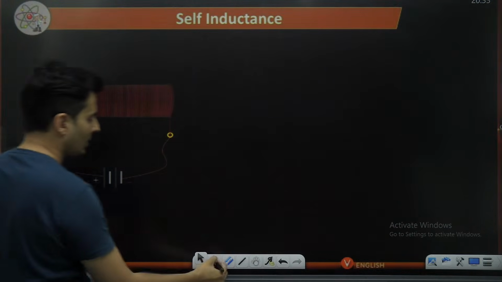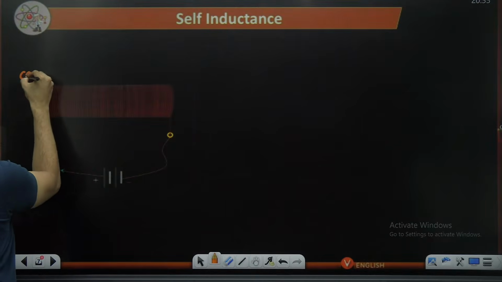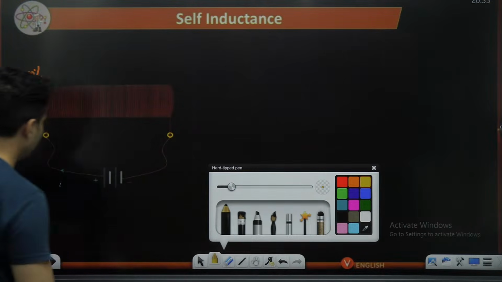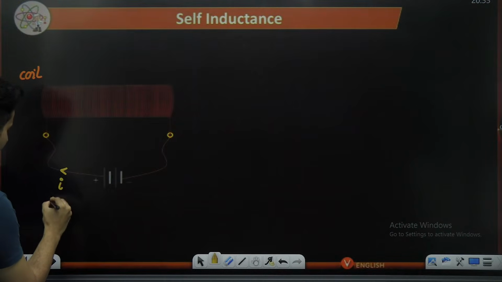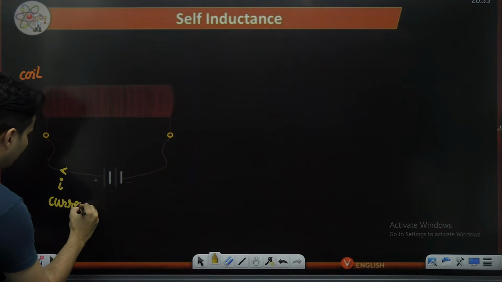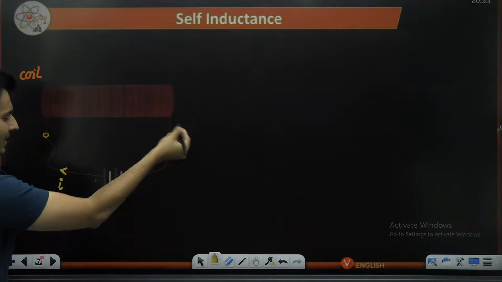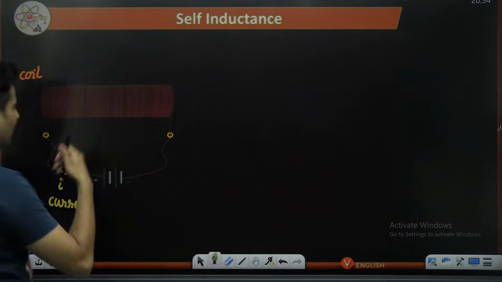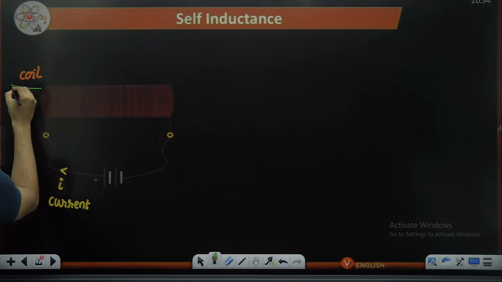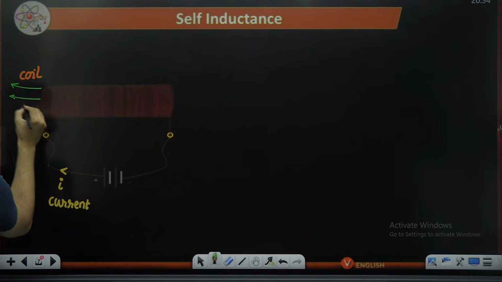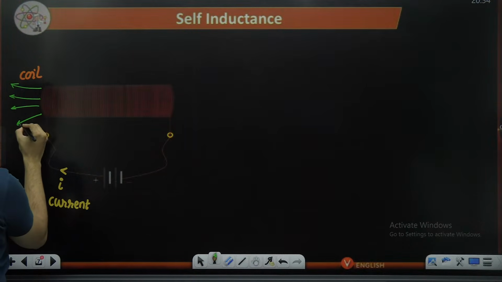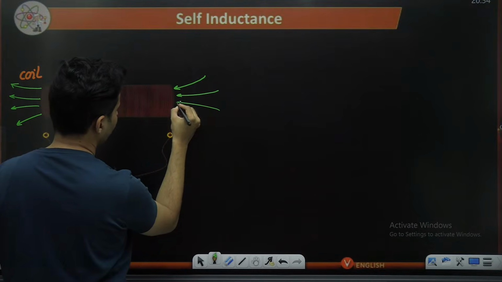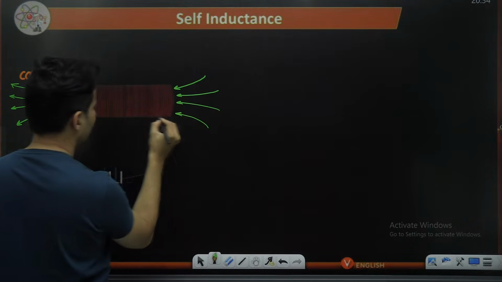Imagine there is a coil. Okay, imagine this is a coil over here, and this coil is right now carrying some kind of current within it. Whenever a coil carries current, what will it produce, my dear warriors? Obviously, it will produce some kind of magnetic field. So there will be some kind of magnetic field which will be produced in that particular coil. I'm just showing a few of these lines over here. It's like a solenoid, so that's how it will be.